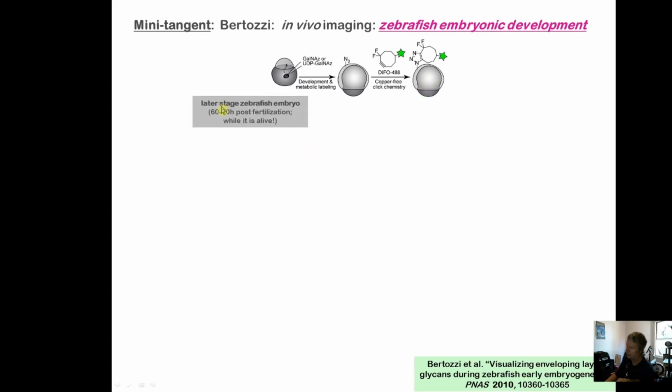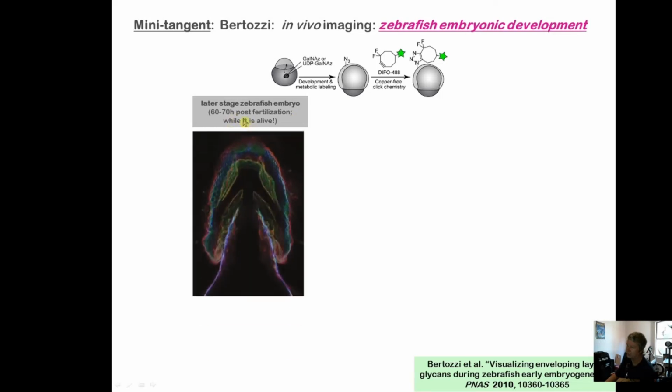So this is a later stage zebrafish embryo, 60 to 70 hours post-fertilization. The embryo is alive while they're doing all this. It's a zebrafish embryo that's later in its development, and you see all these different colors. Well, these are different dyes that are attached to the DIFO, and so they can kind of track the stages of development of the zebrafish this way, and as the zebrafish is growing, different colored dyes get incorporated.